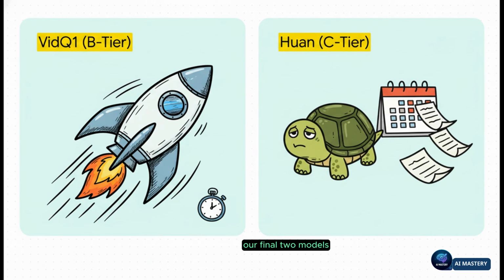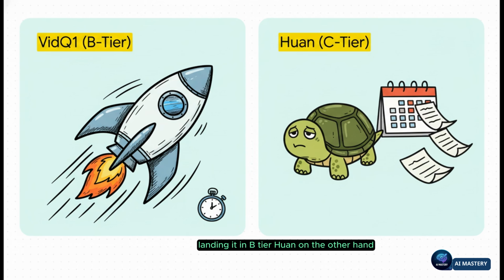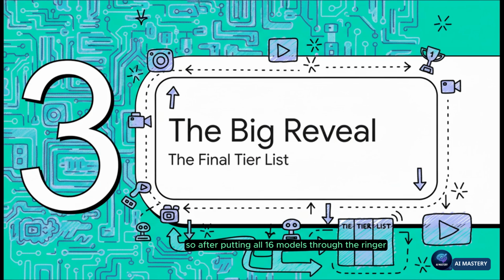Our final 2 models really bring up that classic trade-off, speed versus quality. Vidu Q1 is built to be fast, and I mean fast. It generated our clip in just 30 seconds. And the result was surprisingly good for that speed, landing it in B tier. Hunyuan, on the other hand, was one of the slowest models we tested. The quality was decent for sure, but that incredibly long wait time just had to push it down to C tier. So, after putting all 16 models through the ringer, what does the final battlefield look like? Let's put it all together and see the one definitive ranking.